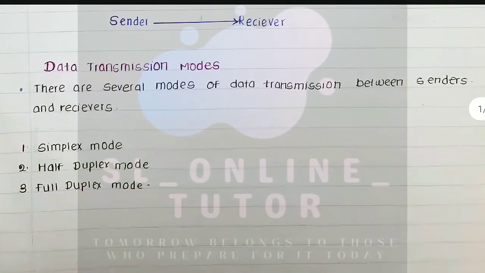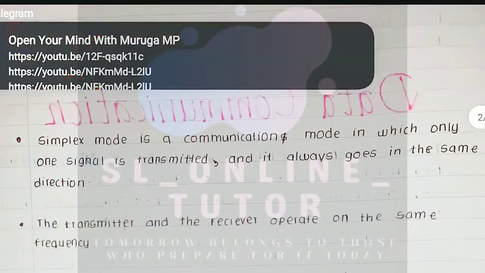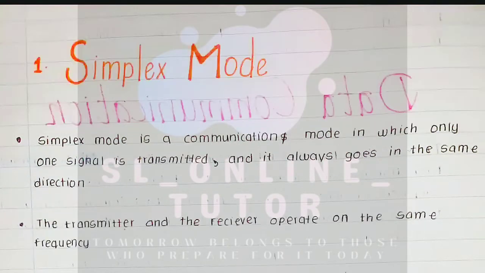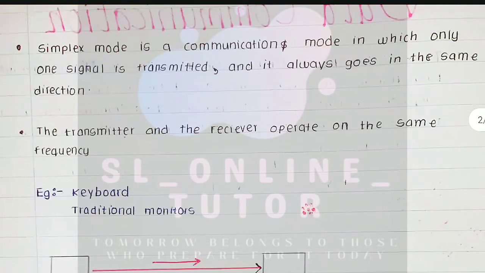Data transmission modes. There are several modes of data transmission between senders and receivers: simplex mode, half duplex mode, full duplex mode. Now we'll go through the simplex mode. Simplex mode is a communication mode in which only one signal is transmitted and it always goes in the same direction. The transmitter and the receiver operate on the same frequency.